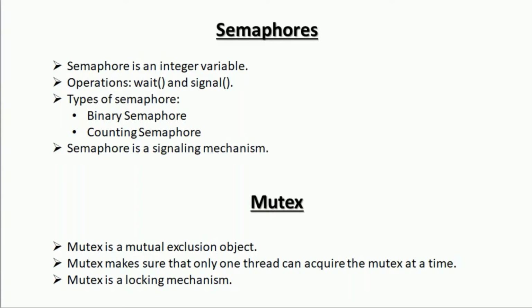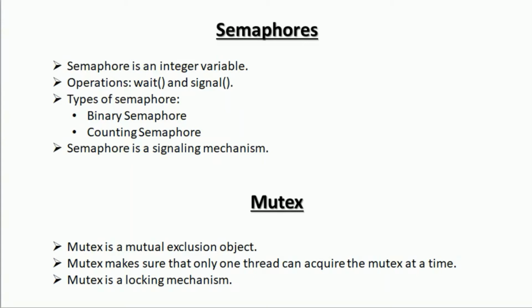Semaphore is an integer value that can be accessed only through two standard operations, that is, wait and signal. Semaphore is also known as a signaling mechanism, and a thread that is waiting on a semaphore can be signaled by another thread. Semaphore is of two types, binary semaphore and counting semaphore.